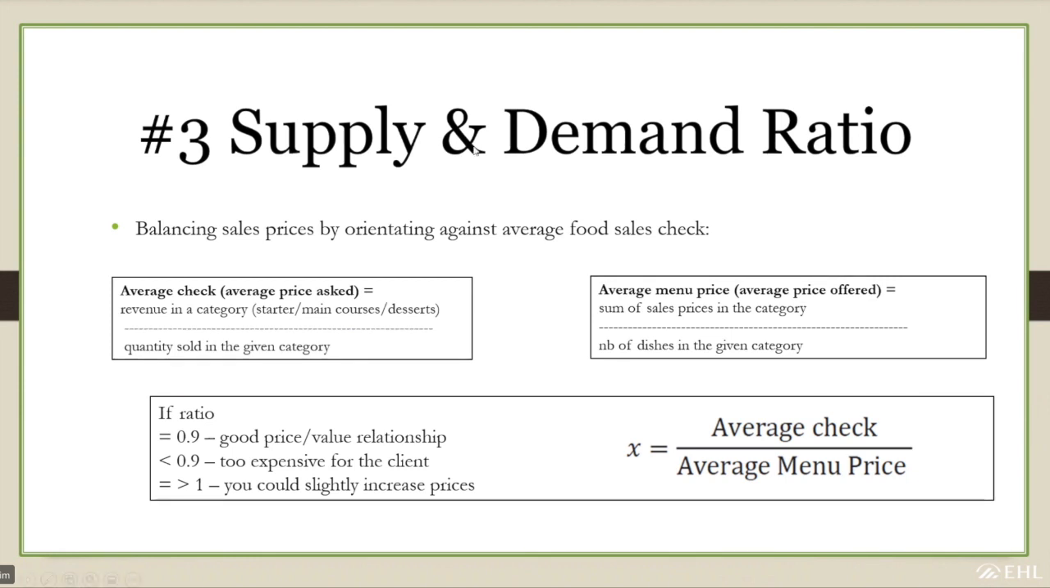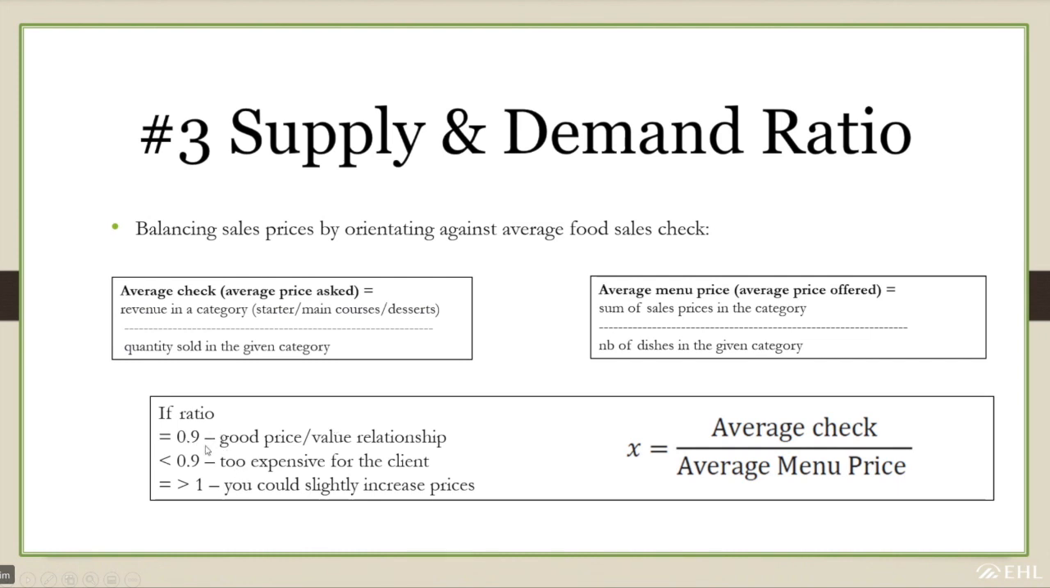Then 3 is supply and demand. We know the average check. We also have to calculate the popularity, but what we do is the average check is the revenue in a category divided by the quantity sold in that category. And the sum of sales prices in the category over the number of dishes sold in the category is the average menu price. Then you divide the average check by the average menu price, and this gives you X, and now we can interpret those ratios.